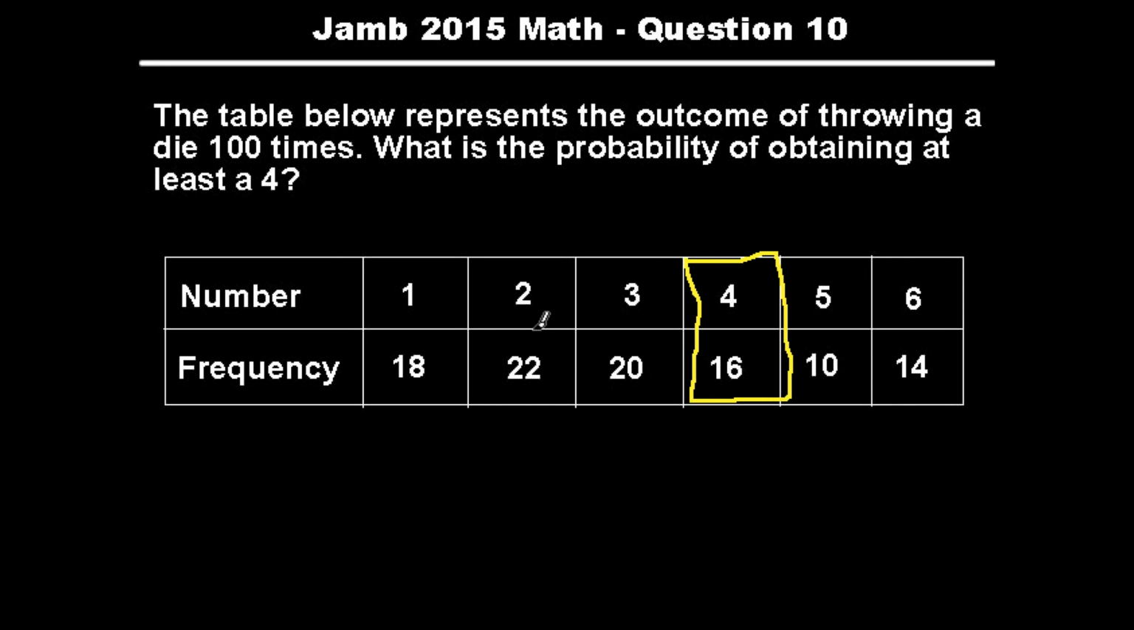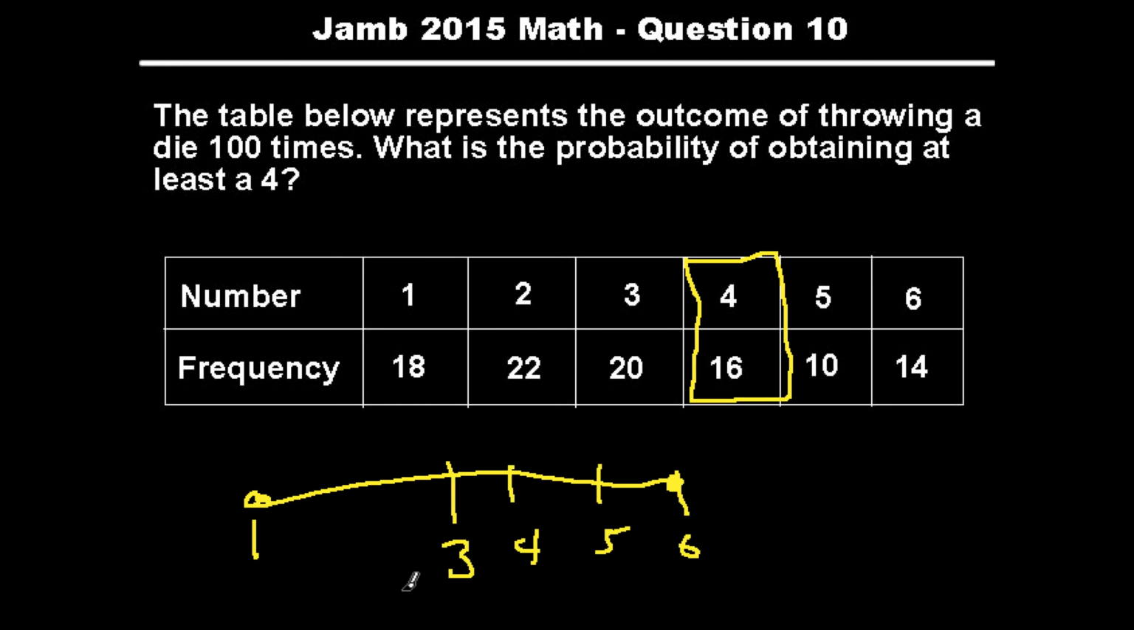But in this question, we're not being asked to find the probability of getting a 4. We're being asked to get the probability of at least a 4. So if we had a number line that looked like this, and we had the numbers 1 all the way up to 6 on this number line, well, we know that anything that is at least 4 is anything that is 4 or greater than 4. 5 is also at least 4, and 6 is also at least 4.